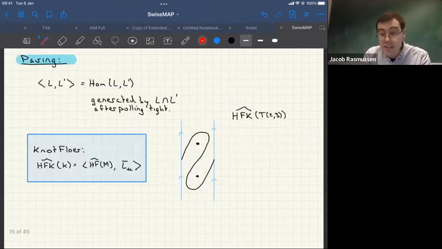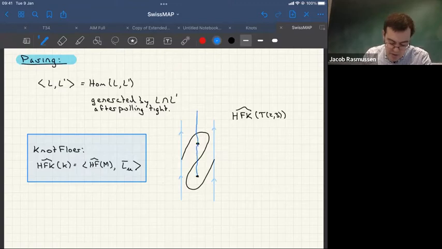Okay, and the nice thing about this interpretation is that it's really easy to compute what the pairing between objects is, because really it's just given by intersections between curves after you've pulled them tight in a reasonable sense. Okay, so for example, if I want to compute the knot Floer homology of the trefoil, I can get that by pairing with a set of curves that look like those vertical blue curves that we had before.